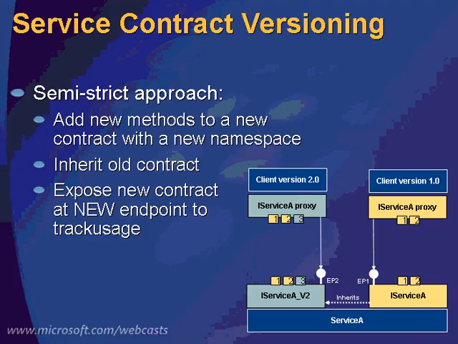Okay, so another approach could be a semi-strict approach, and this is actually what I just showed you, where we do inheritance, but as an extension of that we also create a new endpoint. Why? Because I might want to send new clients to a new address so I can track how many have moved over from the old endpoint to the new one. So I'm just adding another endpoint to the configuration, but I'm still inheriting the original contract. I'm just exposing a new contract at a new address.